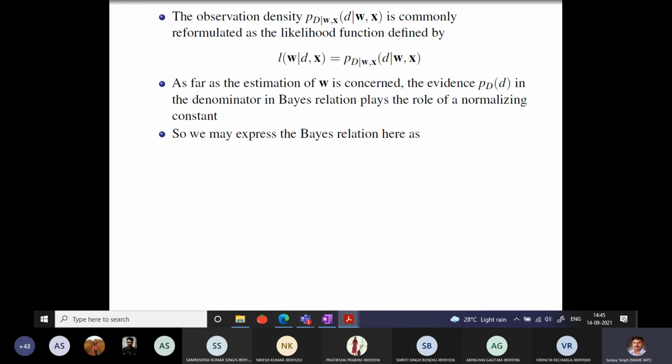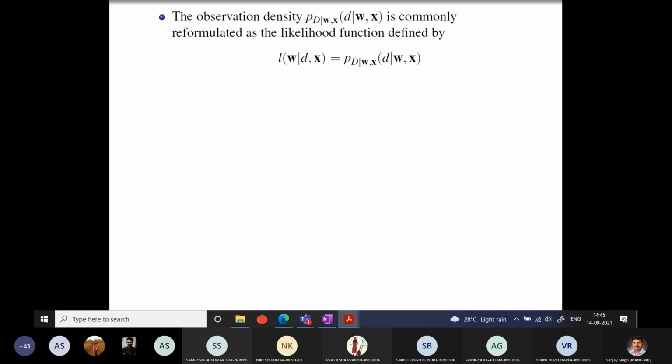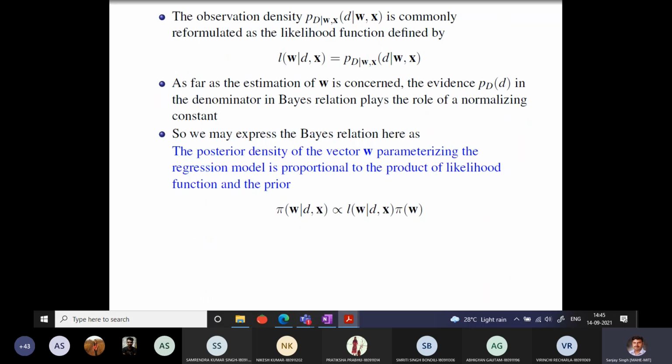So we may express the Bayesian relation here as: the posterior density of the vector W parameterizing the regression model is proportional to the product of the likelihood function and the prior. If you see here, this is your likelihood function and this becomes your prior. Because this is a constant, I'm just ignoring it. So this is directly proportional to the multiplication of this and this. This is what has been said. And because we use this pi notation, we'll include it henceforth to simplify our work. So pi(W | D, X) is proportional to L and pi.